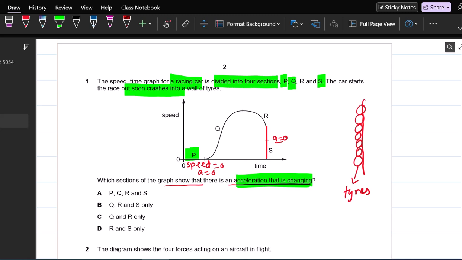So acceleration is changing at Q and R. If you draw the gradient here, you can see the acceleration is different: here the gradient is increasing, again the gradient is decreasing, so here acceleration is changing. And when the point is here, the section is R, again acceleration is changing, so Q and R are possible. So option A, P, Q, R, S, is not possible. Q and R is option C, so C is the right option.